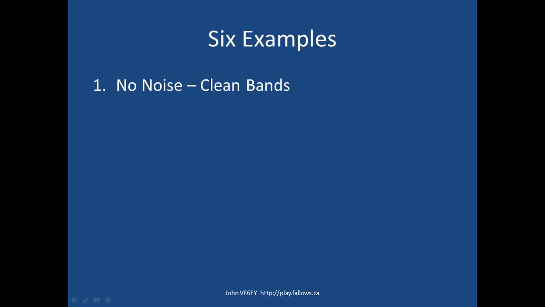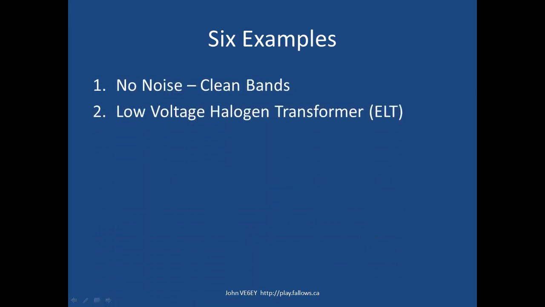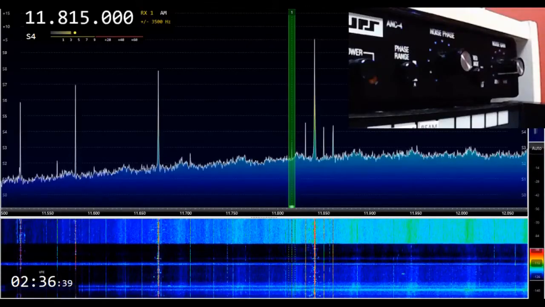So now we're going to give an example of one of my worst noises, and that is the low voltage halogen transformer, these sort of electronic transformers. And this is from the lighting system in a house that's about 150 meters away from me, and it wipes out some of the bands, and I've gotten quite good at just getting rid of it using the noise canceller. Here we go.